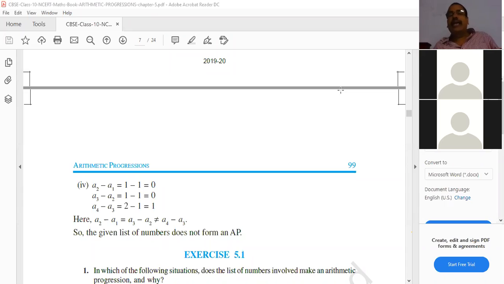Read the textbook also. Today's no work, you read the textbook. Go through each and every point I told. Just read the textbook. Textbook reading is most important.